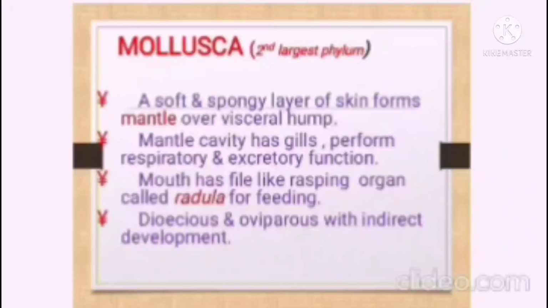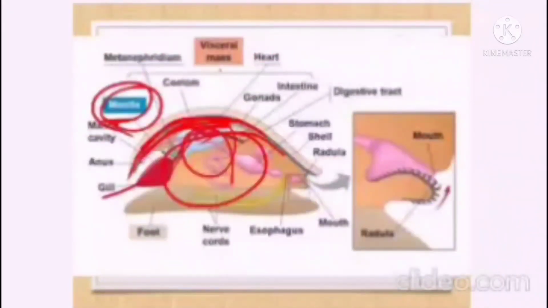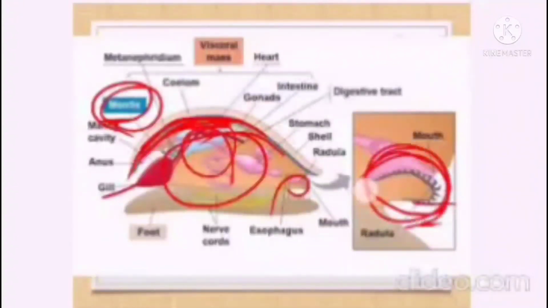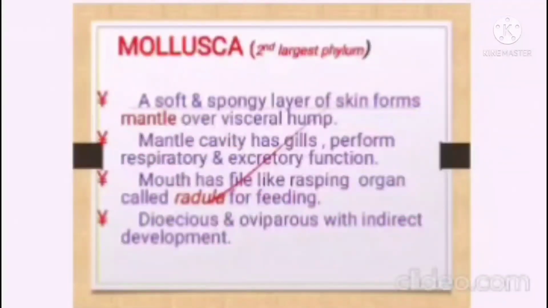The mouth has a file-like rasping organ called the radula for feeding. So you can find the mouth is having rasping, teeth-like projections present. Okay. So in this part you can find this structure present. This structure we call as what? The teeth-like structure which is present, we call it the radula, which helps in feeding.